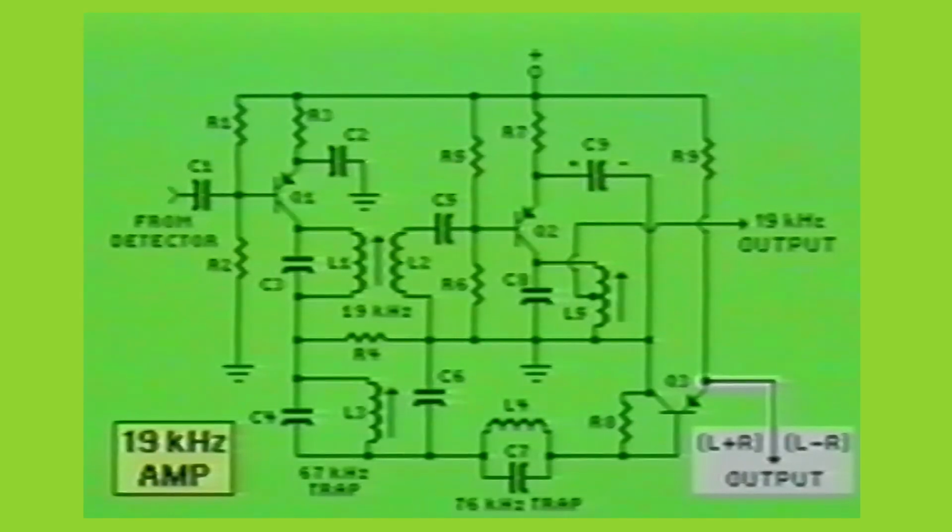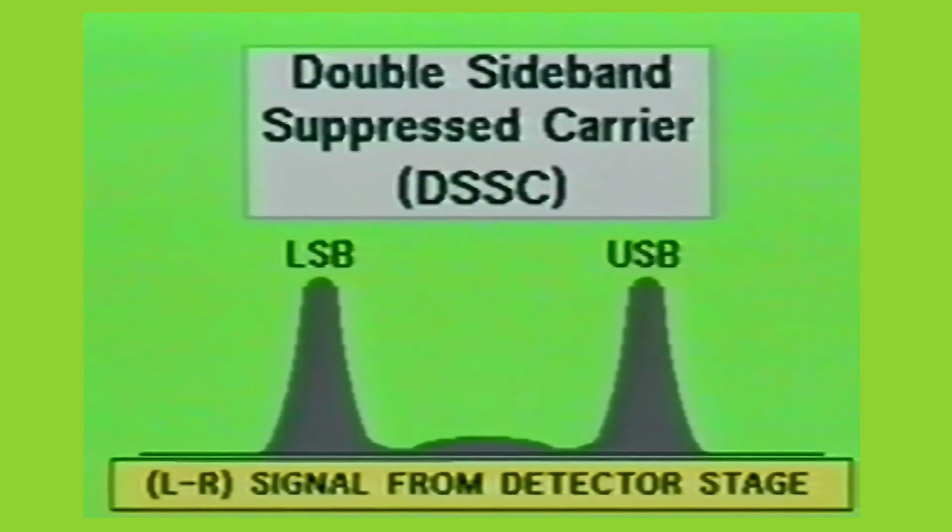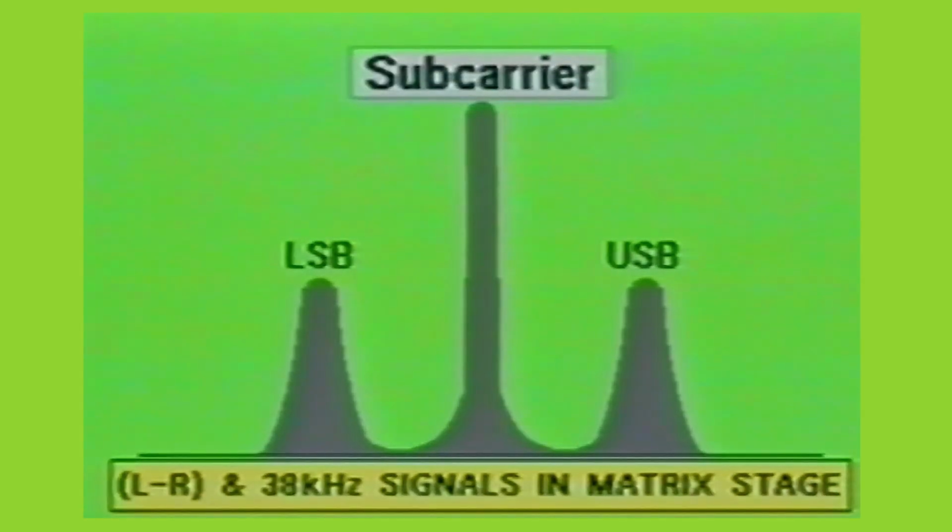Since the actual 38 kHz subcarrier was suppressed prior to transmission, only the sidebands exist with the information of the L-R signal. In the receiver, the 38 kHz subcarrier needs to be reinserted for the demodulation of the L-R component to occur in the receiver's matrix decoder section.